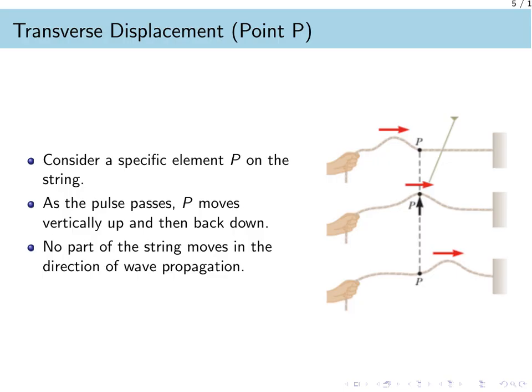To better understand transverse motion, let us look at a specific point on the string labeled P. As the pulse moves to the right, point P does not move to the right with it. Instead, point P moves vertically up to the crest of the pulse and then moves back down to its original equilibrium position once the pulse has passed. This confirms that no part of the string actually moves in the direction of the wave propagation. Only the disturbance and the energy move forward while the medium itself oscillates locally.